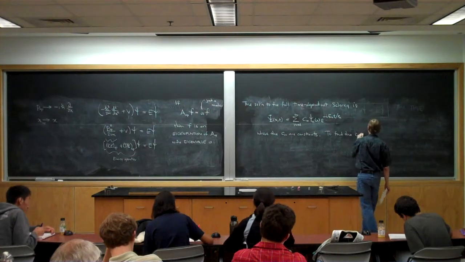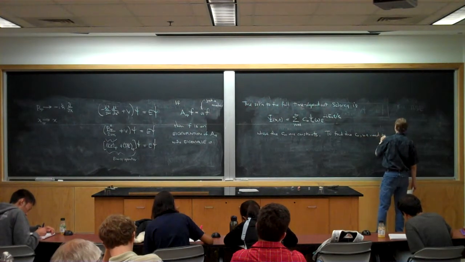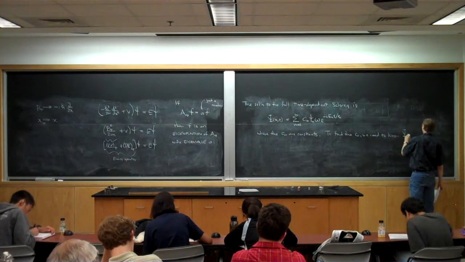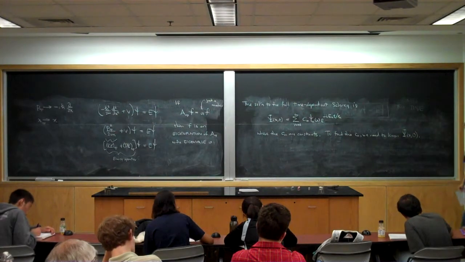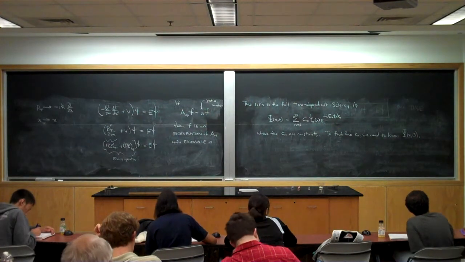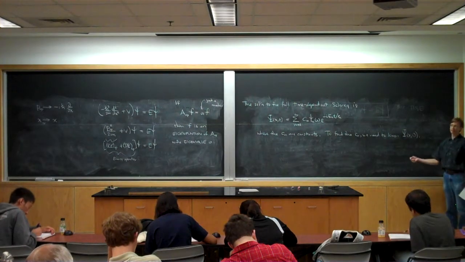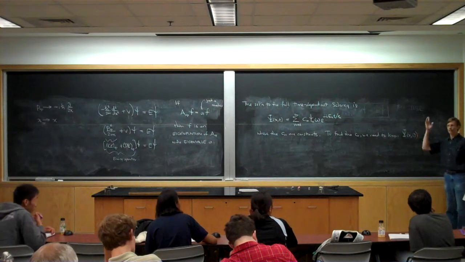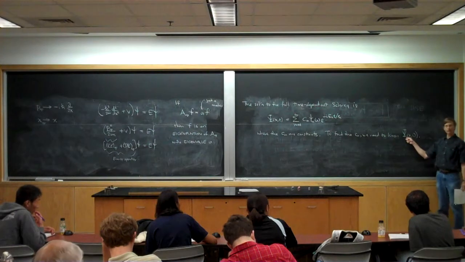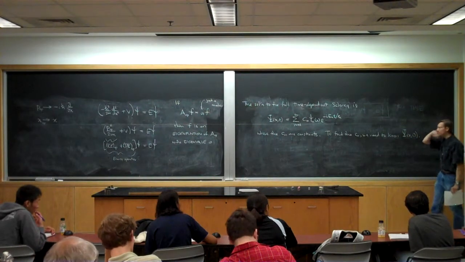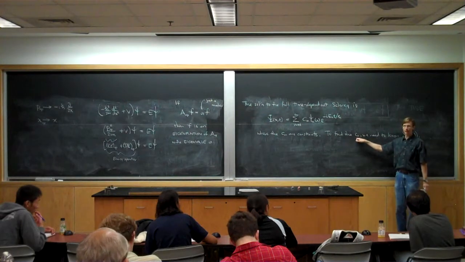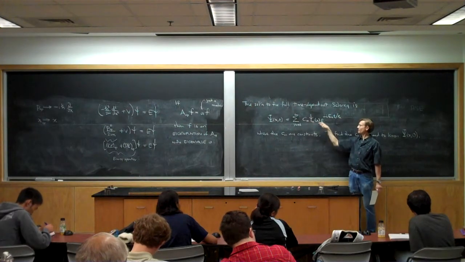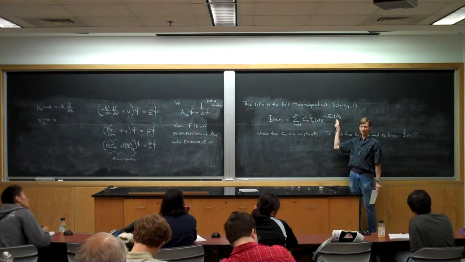To find the Cn, we need to know psi of x at time 0. In other words, we need to know the shape of the wave function at time t equals 0, or t equals 1, or t equals minus 4,433 million years ago, whatever. You have to have some time where at that instant you know what the wave function is everywhere in space. It turns out if you know that, you can figure out what the Cn's are, and then you know the entire solution because you just attach the Cn's to all of these pieces and add all of those infinite pieces together, and there's your solution.